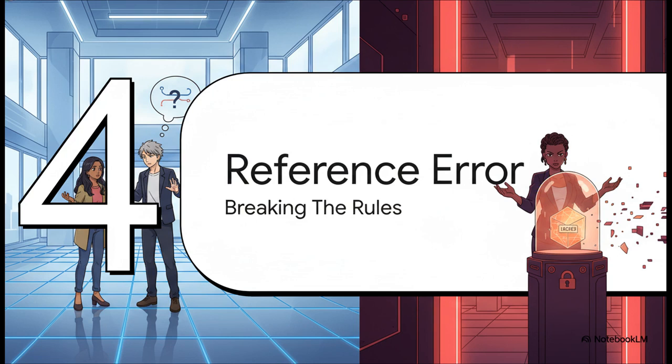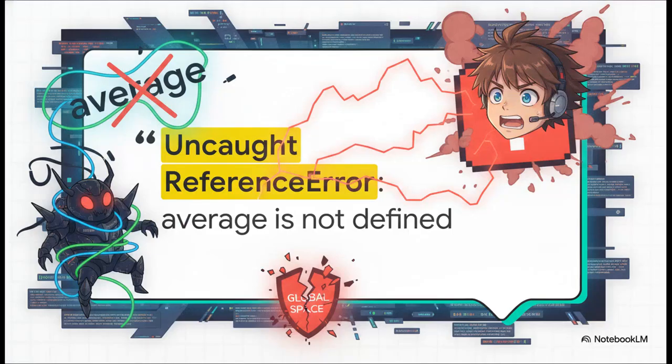Section 4. The uncaught reference error, breaking the architectural rules. Well, what happens when you try to page a variable that's locked away in one of those private offices? You get the dreaded jump scare. It's a rite of passage for literally every JavaScript developer out there. You'll see a massive red error in your console reading, uncaught ReferenceError: average is not defined. In our source material, the developer tried to log a local variable called average from the outside global space.